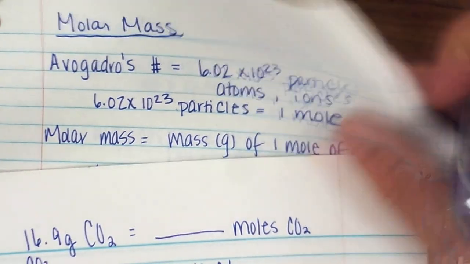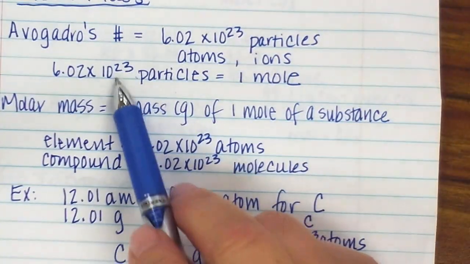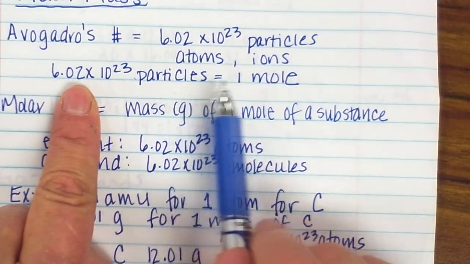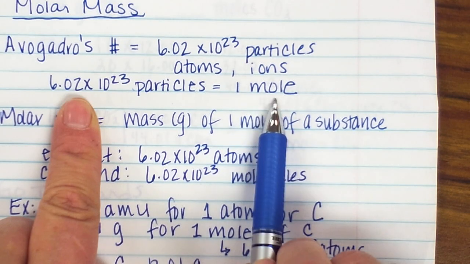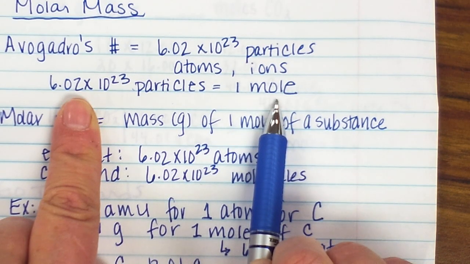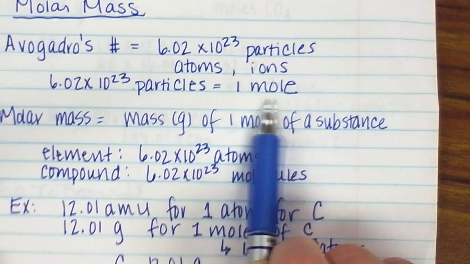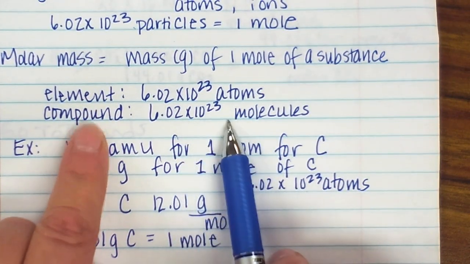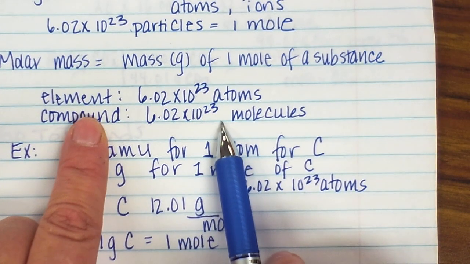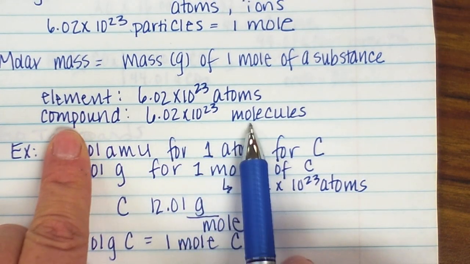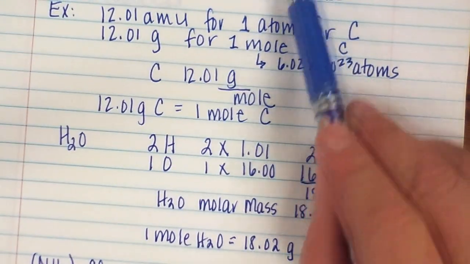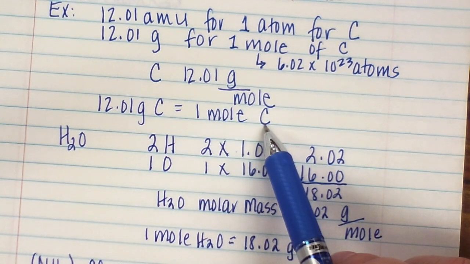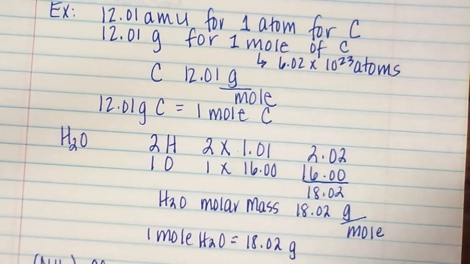To recap, Avogadro's number is this many particles, and it's equal to 1 mole. That's what we call it, a mole, just like 12 is called a dozen. If you're doing an element, you're looking at atoms, unless of course it's a diatomic element, in which case it's molecules. If you're doing a compound, you're looking at molecules. To find the molar mass of an element, you look on a periodic table. To find the molar mass of a compound or a molecule, you add them up.